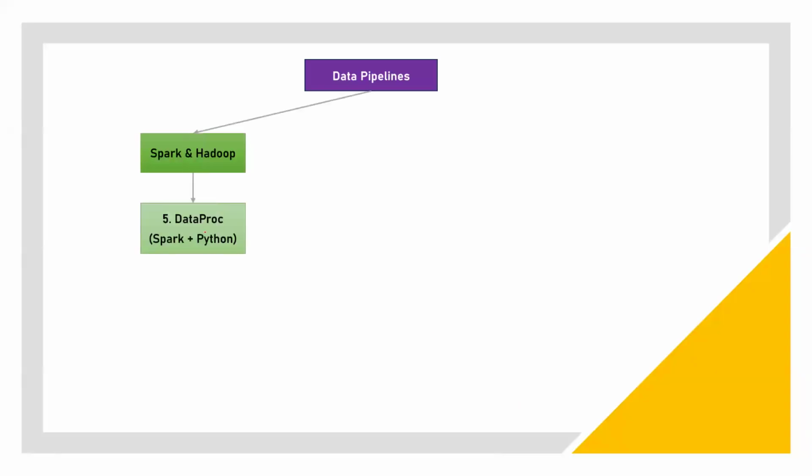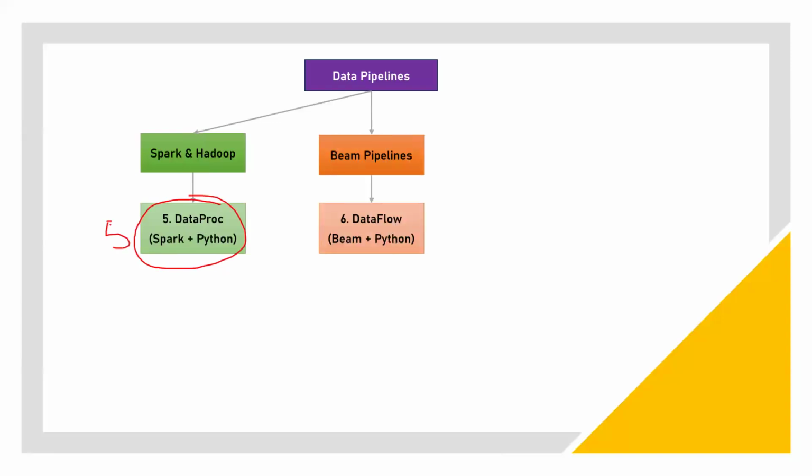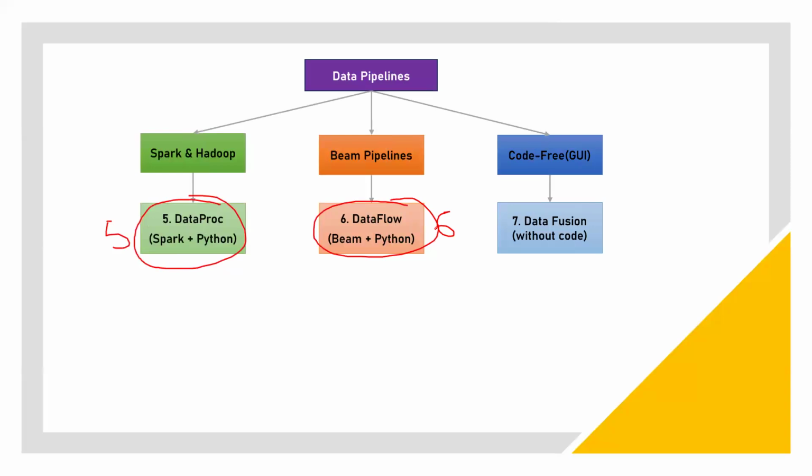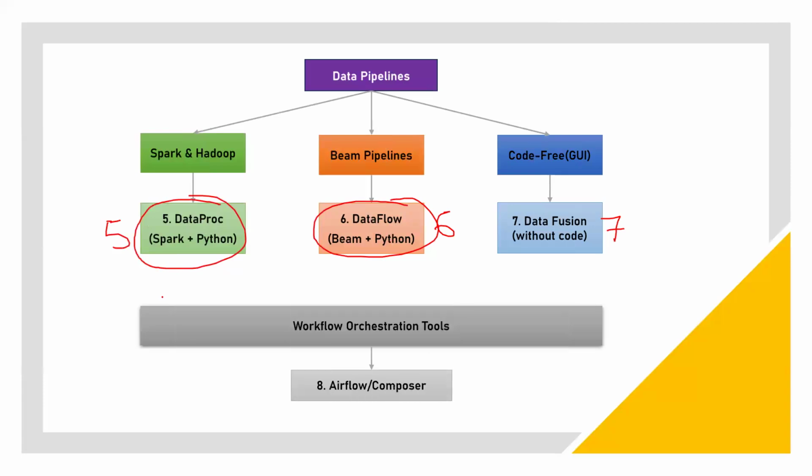And here, if one wants to create data pipelines with Spark pipelines and Hadoop pipelines, we are going to cover Dataproc. We are covering the service called Dataproc, which is 5. And we are also covering the Beam pipelines. We are covering Dataflow also, that is 6. And Data Fusion for creating the pipelines without writing any code, that is 7. And for workflow orchestration tools, we are covering Airflow, that is 8.